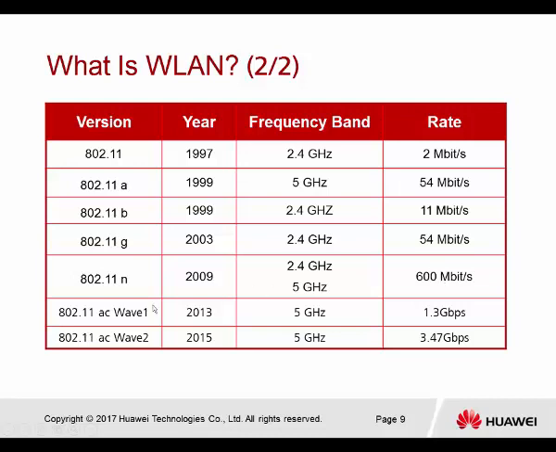And lastly, we have the AC wave 1 and wave 2. These two can give us speeds of up to 1.3 gigabit per second easily. For wave 2, we can get 3.47 gigabit per second.